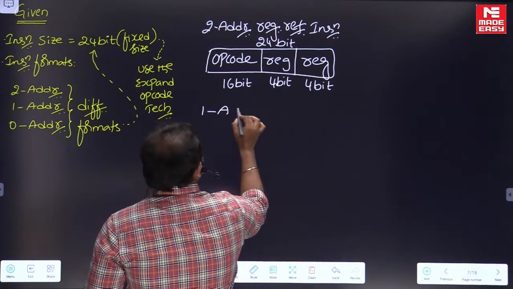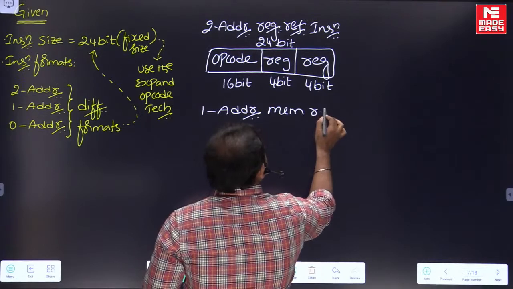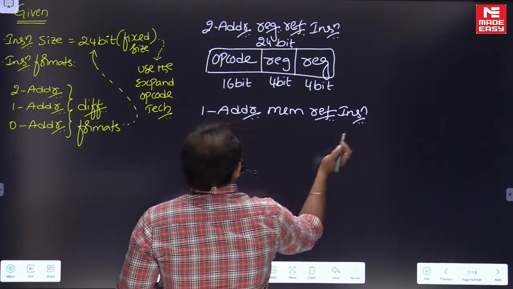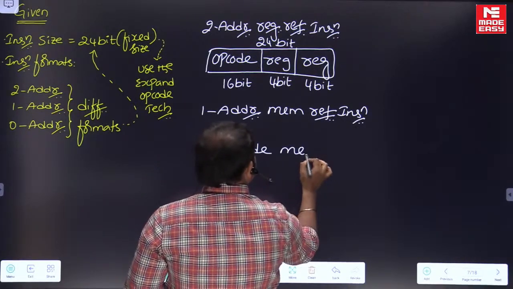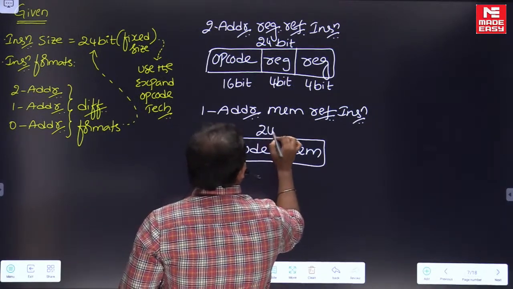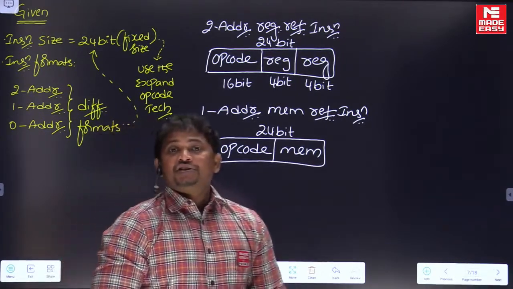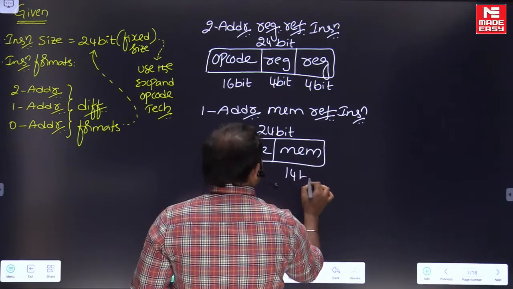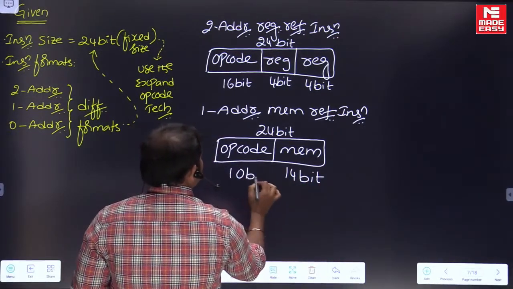Then the one address memory reference instruction. One address memory reference has opcode and memory address only. Instruction size is given as 24 bit. What is the memory capacity mentioned? 16 KB. Therefore, here it is a 14 bit address, right? The remaining 10 bit is the opcode.